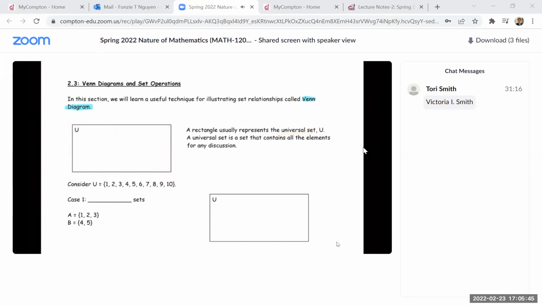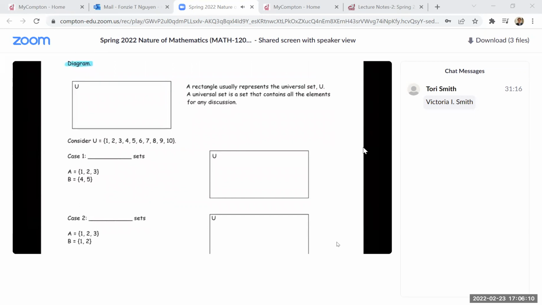A universal set is a set that contains all the elements for any discussion. So if we're talking about states in the United States, this would be all 50 states in the US. And then maybe you have West Coast states, maybe you have East Coast states. Maybe that's how you're dividing them up. So that's just an example.